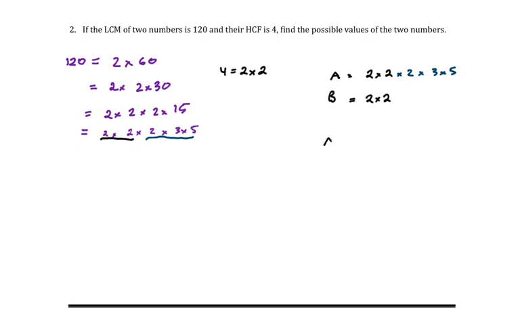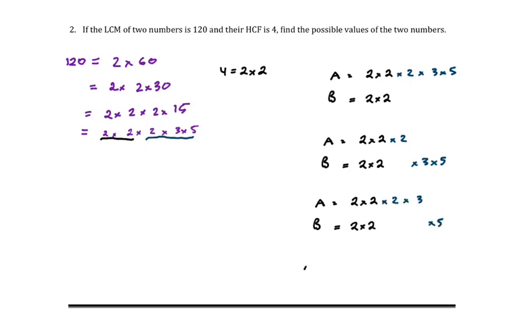Let's look at the other possible answers. Well, I must again have the 2 times 2 and the 2 times 2 because that's the highest common factor, and then I must spread the 2 times 3 times 5 amongst the other numbers. So that's another possible answer. I could do the same thing again. I just move where I put that final 2, 3 and 5, and I could write it like this.